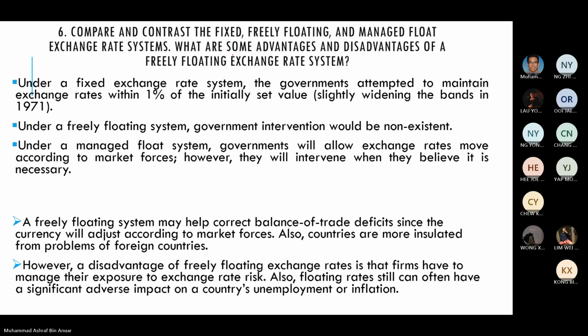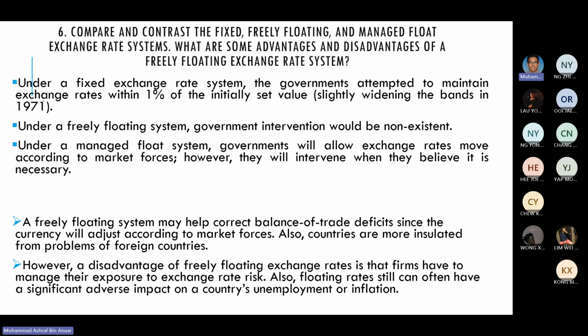Compare and contrast the fixed, free floating, and managed float exchange rate systems. What are some advantages and disadvantages of a freely floating exchange rate system? So the question asks you to discuss the fixed, freely floating, and managed float systems, and discuss some advantages and disadvantages of the freely floating system.